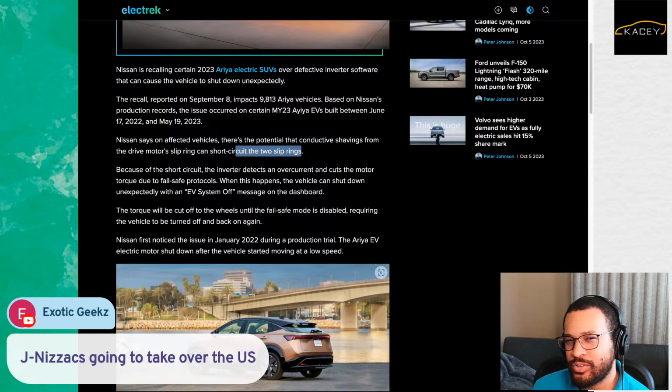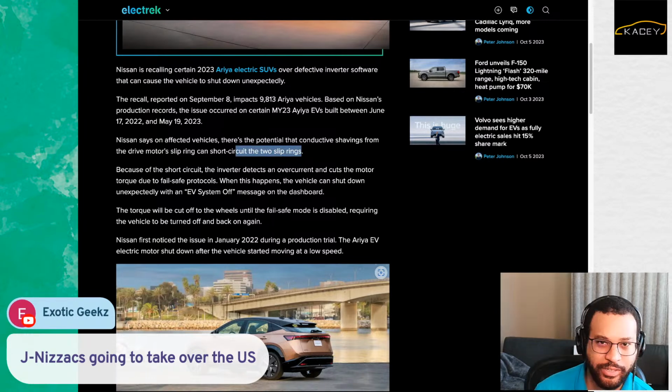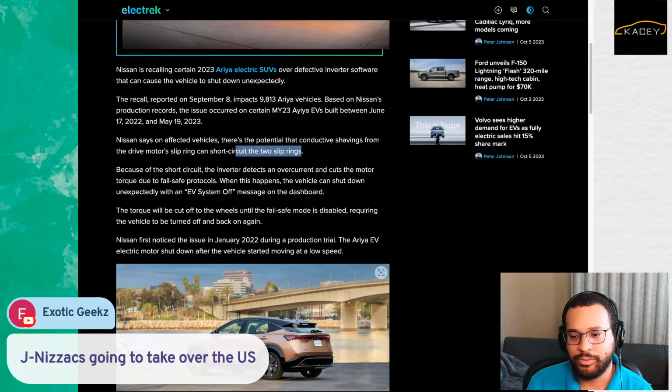So you don't want to short circuit anywhere, especially not in your high voltage components. And they're going to fix this with software. Is anyone getting deja vu on the LG fiascos with the Hyundai Group and General Motors and Chrysler? We're going to fix the short circuit with software.